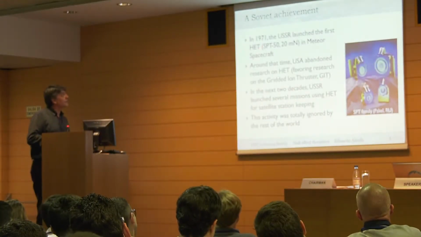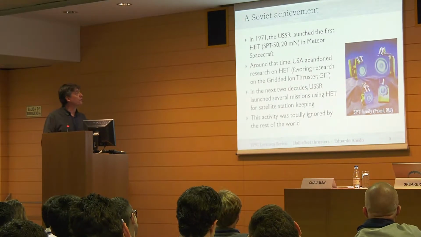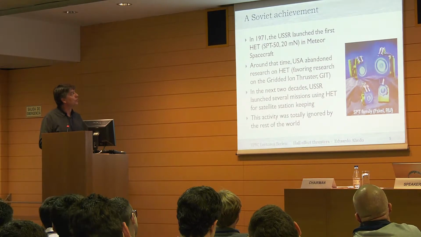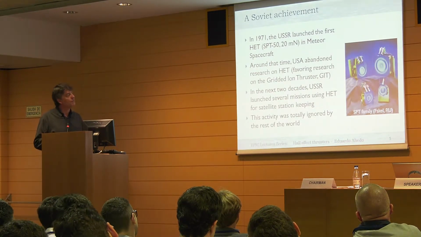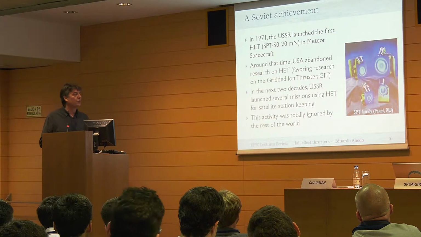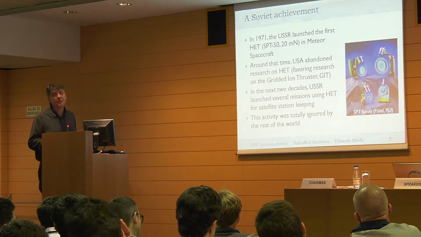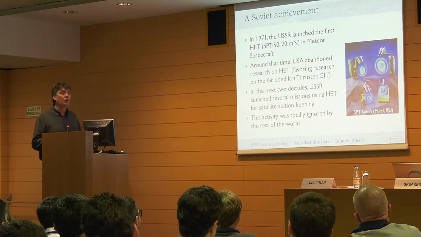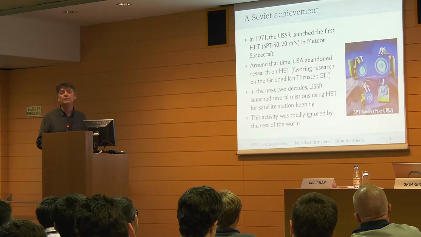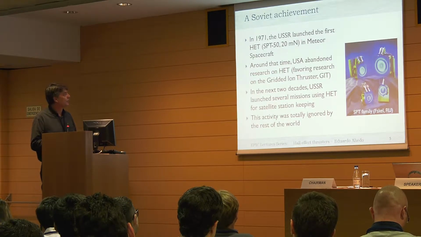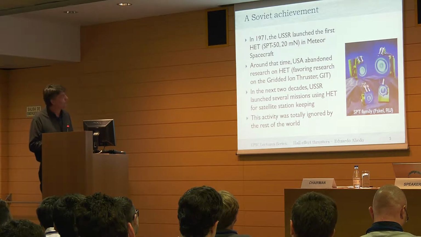So, in 1971, the Soviet Union launched the first Hall thruster. It was called SPT-50. SPT is the main family of Russian, or previously Soviet Union, thrusters. They have from the smaller one, SPT-10, to the SPT-140. That is the one that has been flown in the Airbus platform that we have seen this morning. Okay, so they have a whole range of them, depending on the power we want to have in the spacecraft. This flew in the Meteor spacecraft.